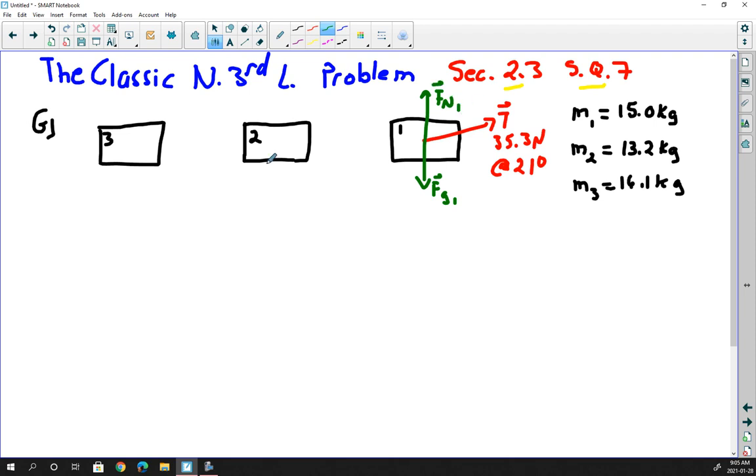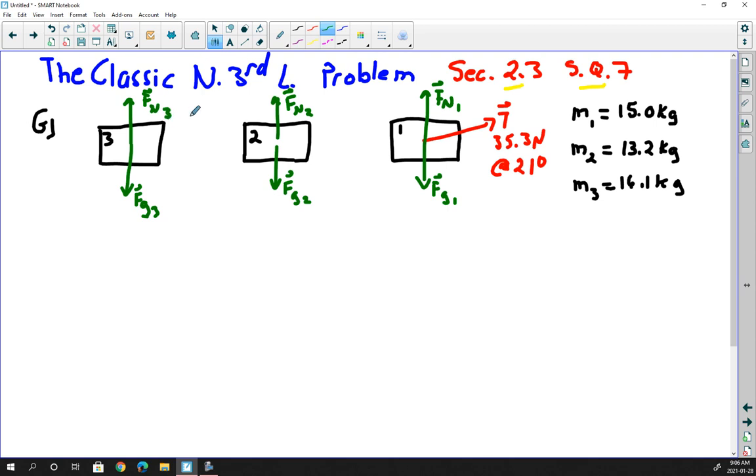Now we can do that for all of them right now, just to get it out of the way. Force of gravity, second cart, normal force, second cart, force of gravity on the third cart, normal force on the third cart.